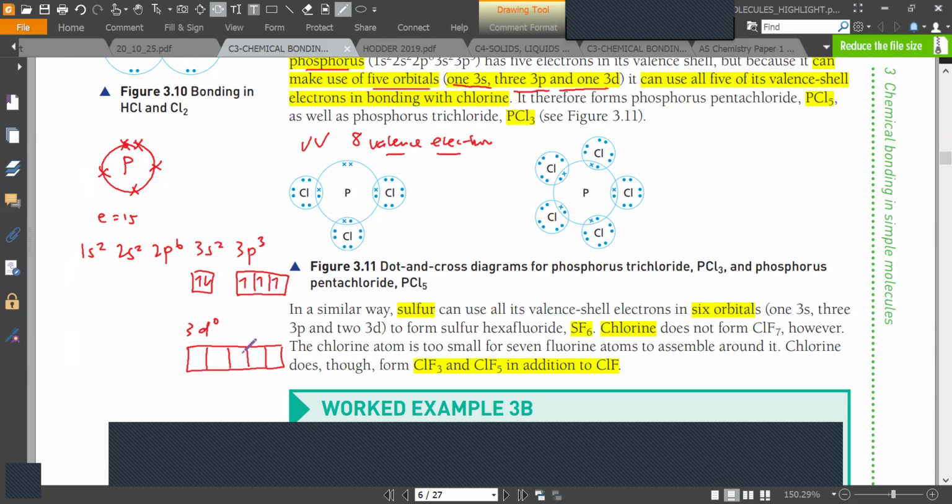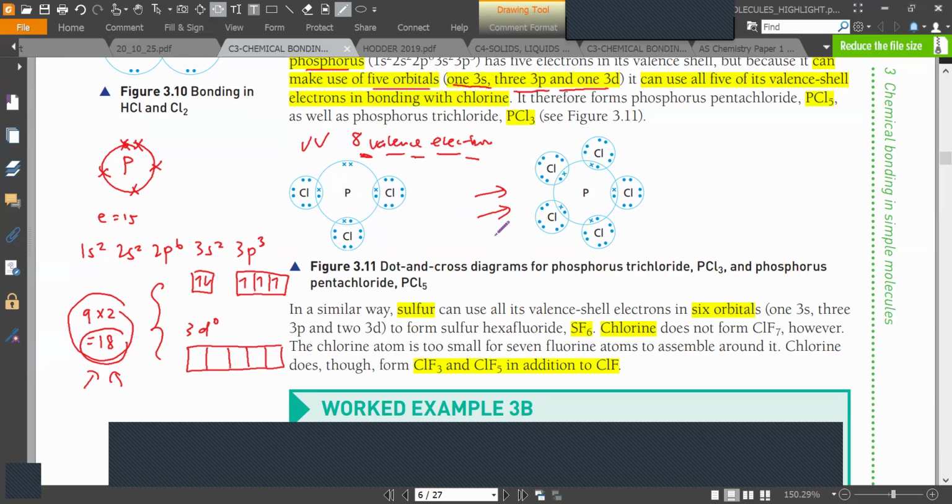At this moment the 3p got 3 electrons, but the total capacity is 1, 2, 3, 4, 5, 6, 7, 8, 9 orbitals times 2, so the total capacity is 18 electrons. Apart from the 8 valence electrons, the total capacity is 18, so it can accommodate up to 18. That's why for phosphorus it's possible to have this kind of bonding.